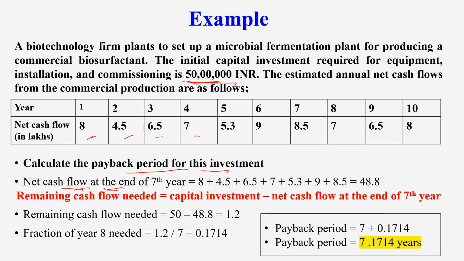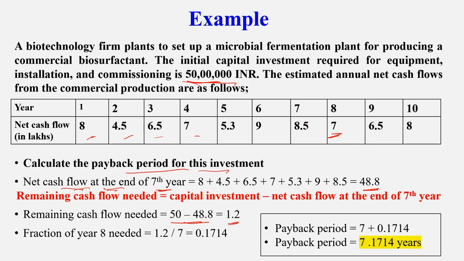this 50 lakh number. So, let us consider up to the 7th year: 1, 2, 3, 4, 5, 6, 7, we are reaching 48.8. It means 7 years will be there and some more time will be required. So, what will be the more? The more cash flow required, 50 minus 48.8, 1.2 lakh more will be required, and for 1.2 lakhs we have to go to year 8.